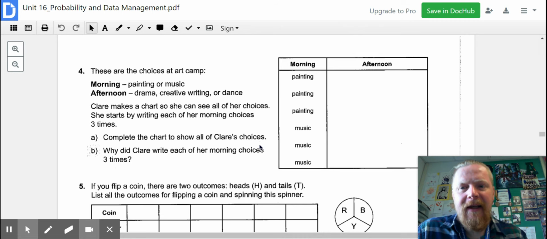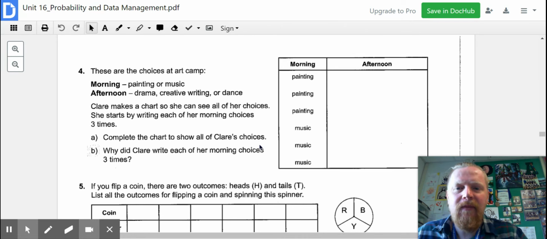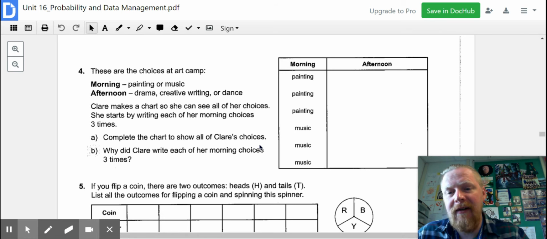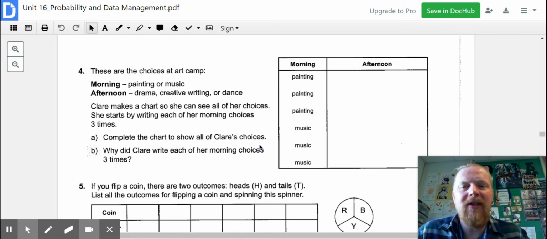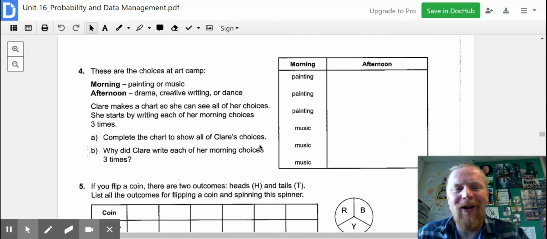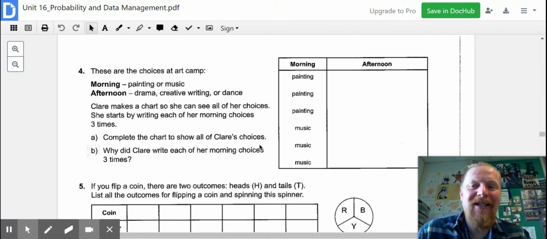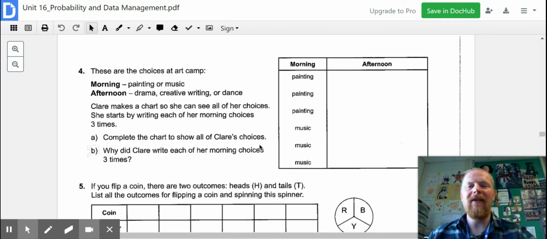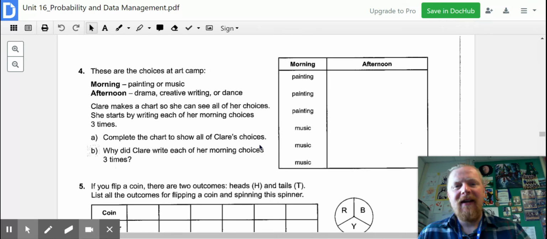Question 4. These are the choices at art camp: morning, painting and music; afternoon, drama, creative writing, or dance. Claire makes a chart so that she can see all of her choices. She starts by writing each of her morning choices 3 times. Complete the chart to show all of Claire's choices.